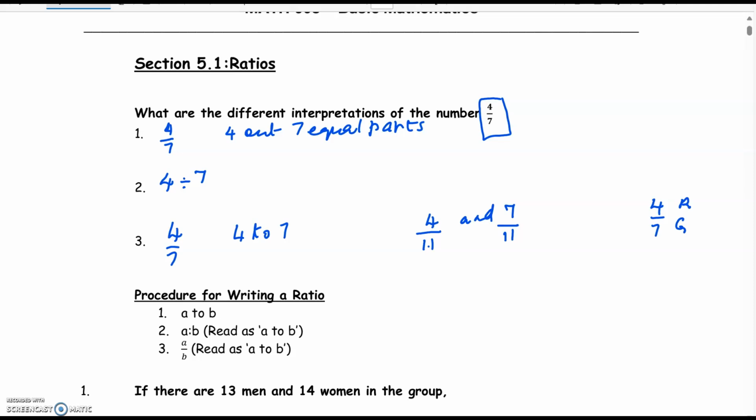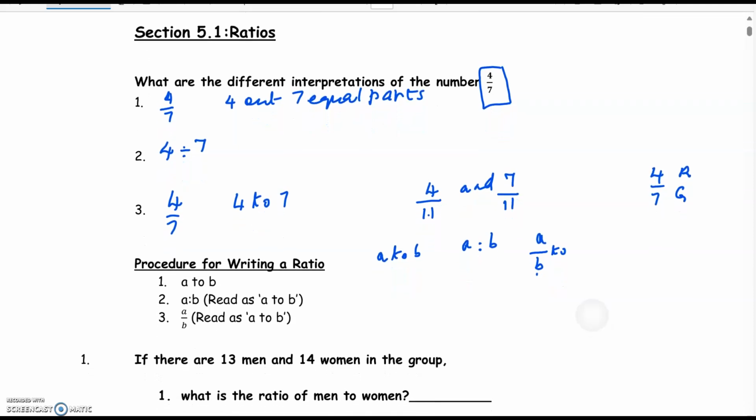We write a ratio as a fraction. A to B is how we read it. We write it as A with a colon B, but any sort of calculations that we do with ratios, we write it as the fraction A over B, and we read it as A to B.